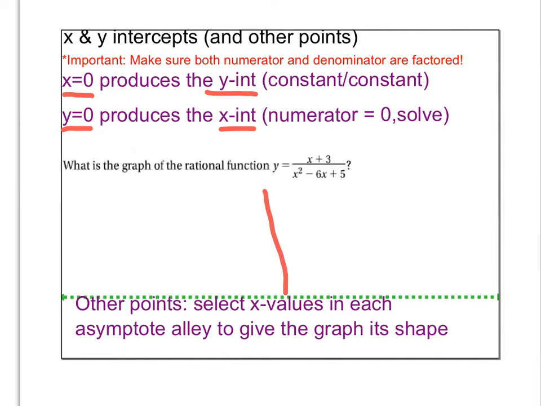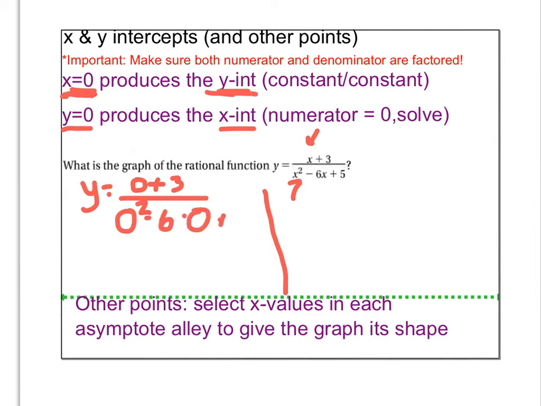Well, I'm going to do the y-intercept in red. Over on this side, you take the x and change it to 0. So you have y equals, you have an x plus 3, but you're going to put a 0 in there. 0 plus 3, divided by, 0 goes in for x, 0 squared minus 6 times 0 plus 5. Figure it out. Numerator is 3. Denominator is 0 squared, 6 times 0 is 0, plus 5. 5. So you get 3/5.